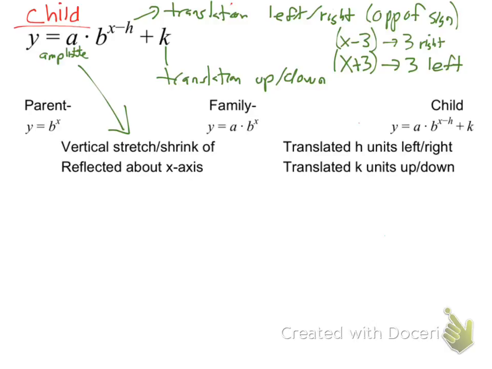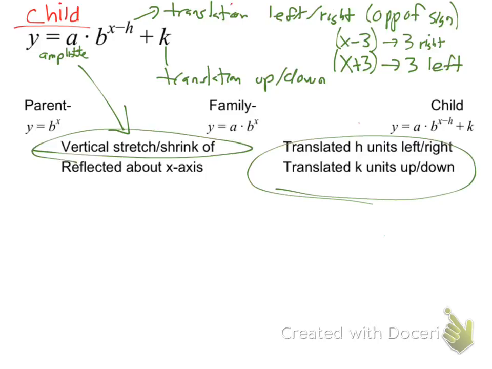So our h and k translate the graph h units left or right, and k units up or down. Our a tells us if it's a vertical shrink or stretch, whether it's bigger than 1 or less than 1, and if it's going to be reflected about the x-axis.